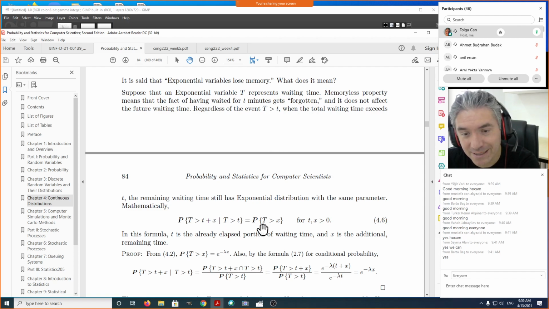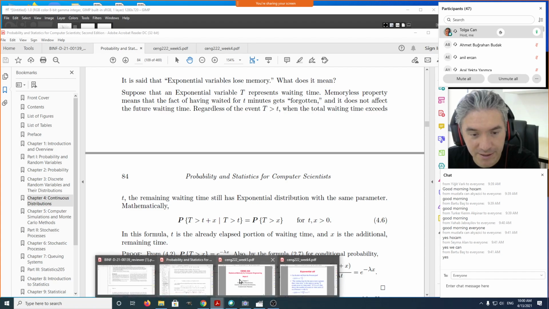The probability that I will have to wait more than x minutes, given that I have waited t minutes already. Okay, so we have already waited for t minutes and we haven't observed the event. We know that. The probability that we will wait an additional x minutes is equal to the initial unconditional probability of waiting x minutes anyway. So this means that, let's go back to the slides.